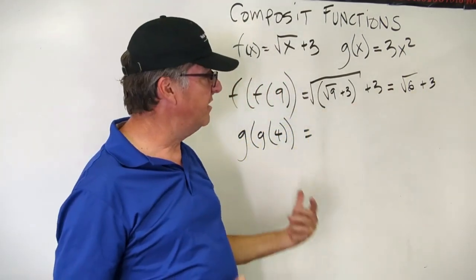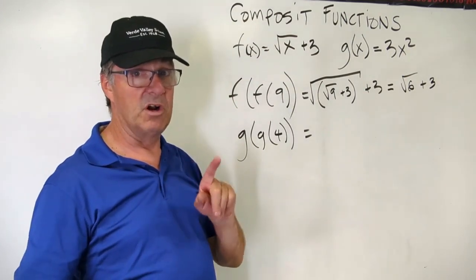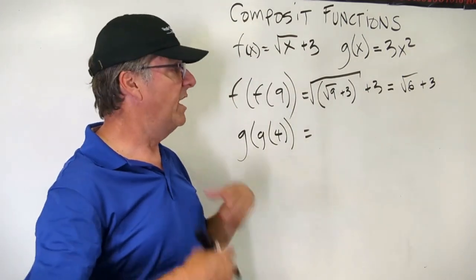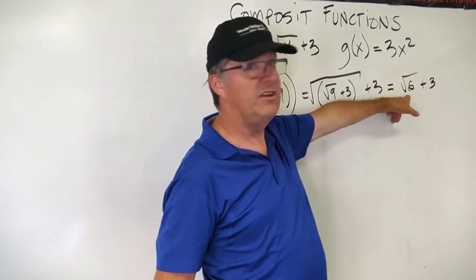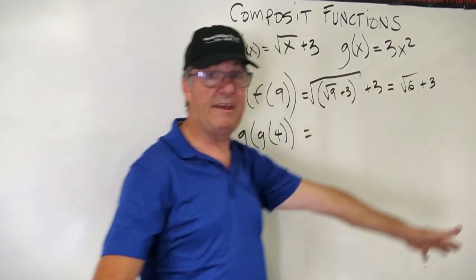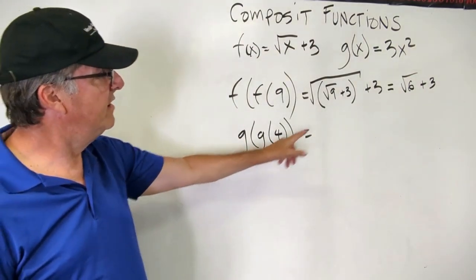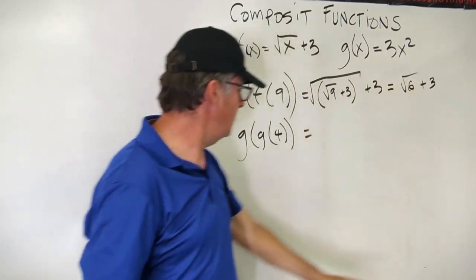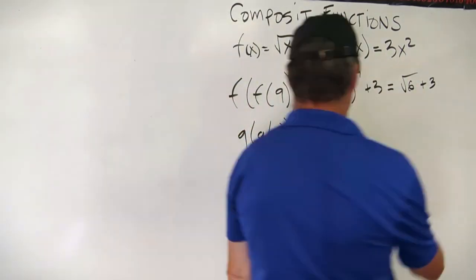You can get out your calculator and find out what root 6 is and come up with a decimal expansion. But remember, if the book or a test or anywhere you're asked for an exact value, that means leave it as a root. Okay, last one. Now I want you to try g of g of 4. Now here's your g function. So go ahead and put your 4 in there and see what you get for g of g of 4.